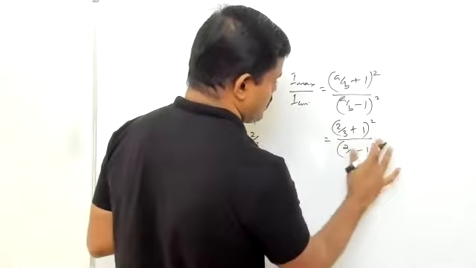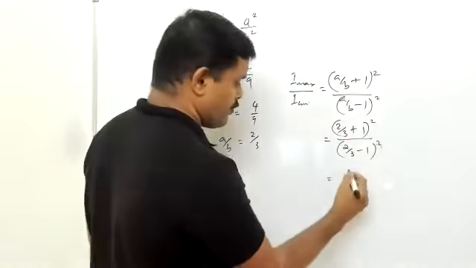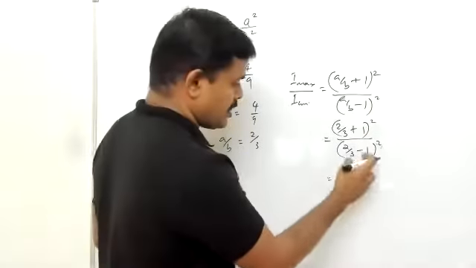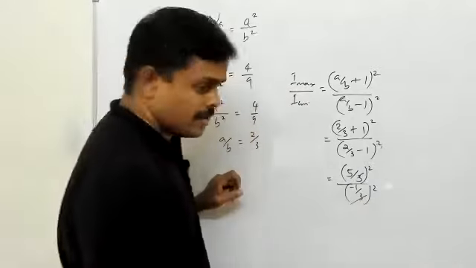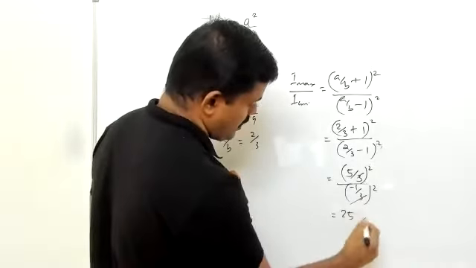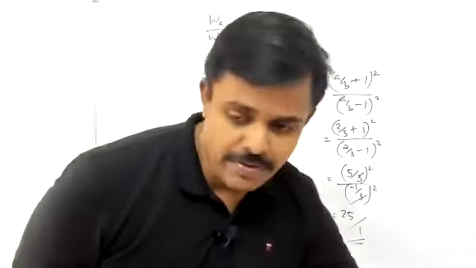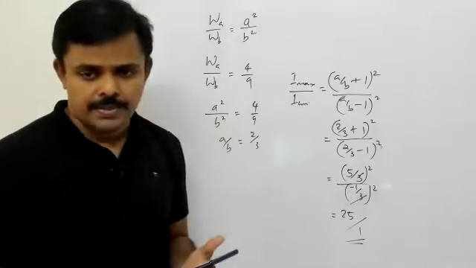Tell me what you're going to get. This is 2/3 plus 1. 3 goes over here, 3 plus 2, 5. 5/3 the whole square by, 3 goes here, 2 minus 3 is minus 1/3 the whole square. 3 and 3 are cut. 5 square is 25 and minus 1 square is 1. 25:1. Answer is 25:1. Option C. Did you get this?